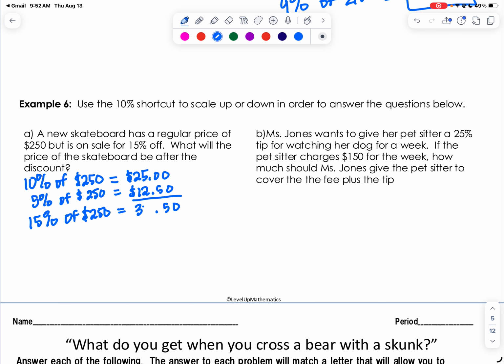Now that I know 10% and 5%, I can get 15% by adding those two together. So that would be $37.50. So that's her discount. But the question didn't ask for how much is the discount. It said what will be the price after the discount. So we need to take our $250 and subtract off the discount. So 0 minus 0, this would be 10 minus 5, this would become 9, 2, 2. So our new price would be $212.50.